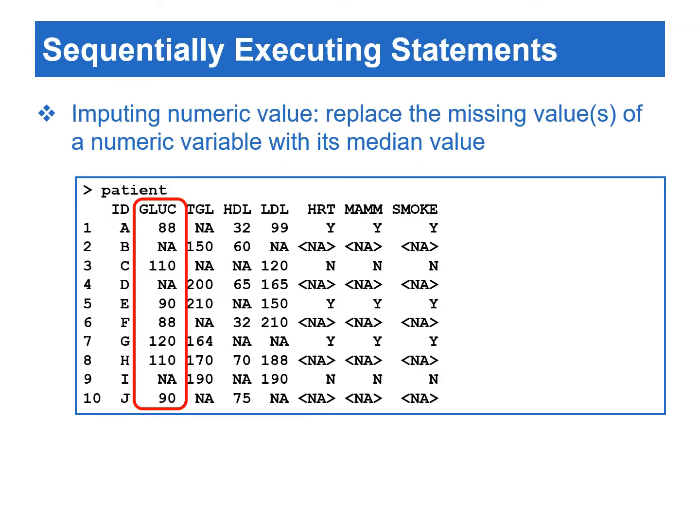Now, let's create a function for imputing a variable. In statistics, imputation is the process of replacing missing data with substituted values. One method for replacing a numeric missing value is using its median value. We will use the patient data frame to test our function. For example, how to replace the missing value in the GLUC or glucose variable with its median value.